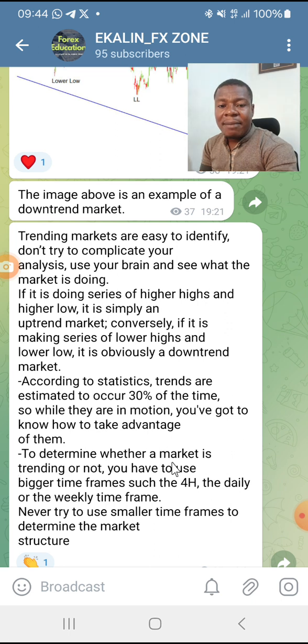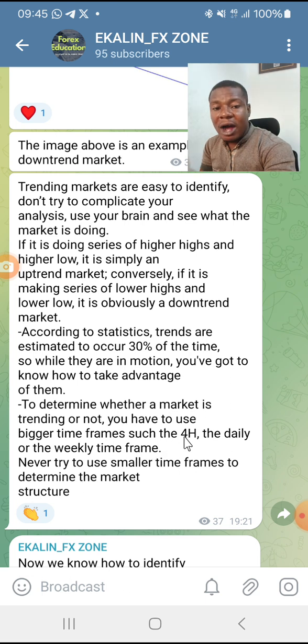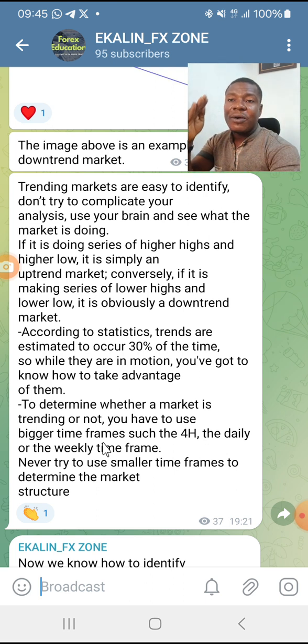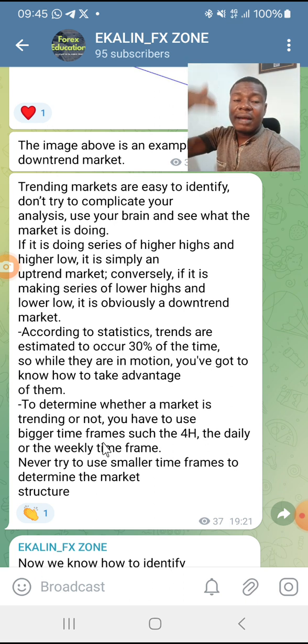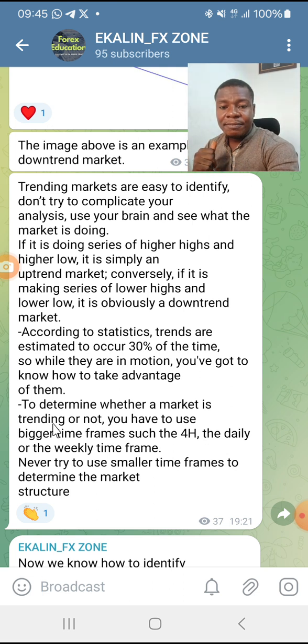To determine whether a market is trending or not, you have to use bigger time frames, such as the 4 hours, the daily or the weekly time frames. So always make sure, if you want to see the market structure, that you analyze it from the 4 hours, the daily, and then the weekly, or you start from the weekly, then come to the daily, and then at least the 4 hours, to be able to understand and see the overall trend of the market. Now, never try to use smaller time frames to determine the market structure. Don't use smaller time frames to determine the overall structure of the market.